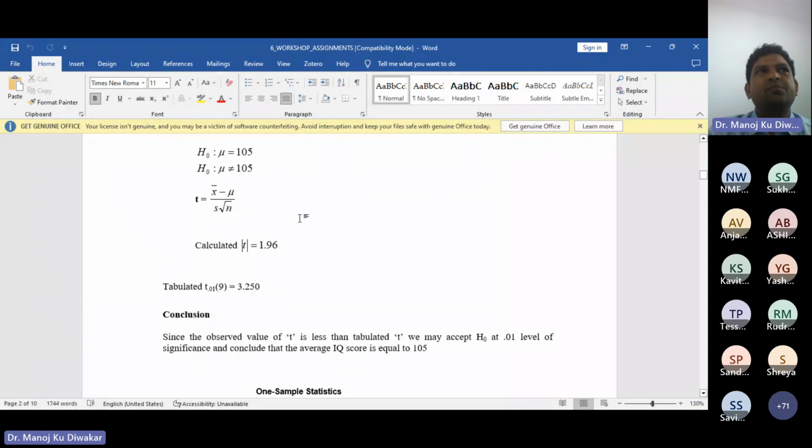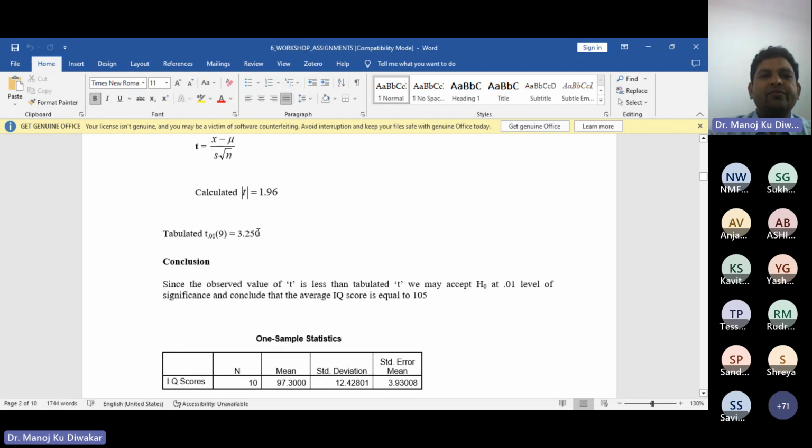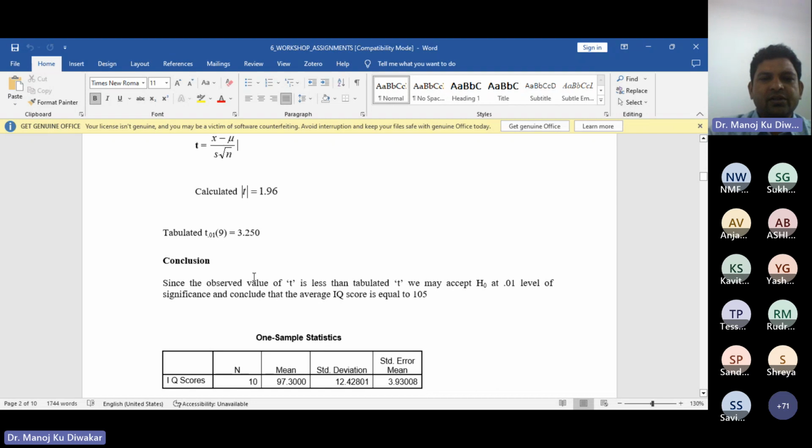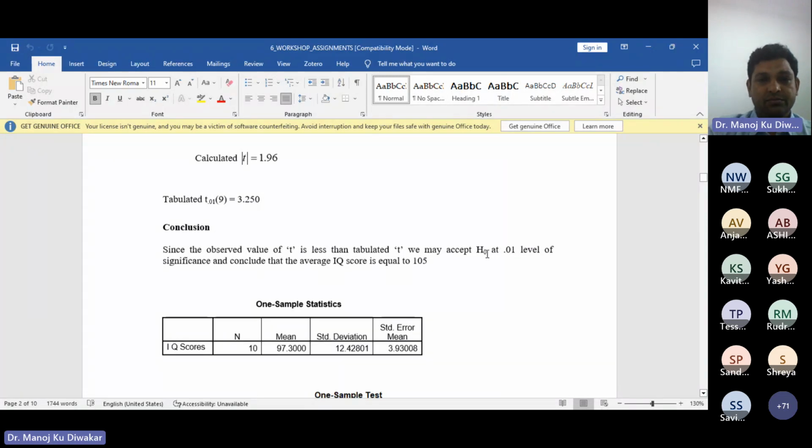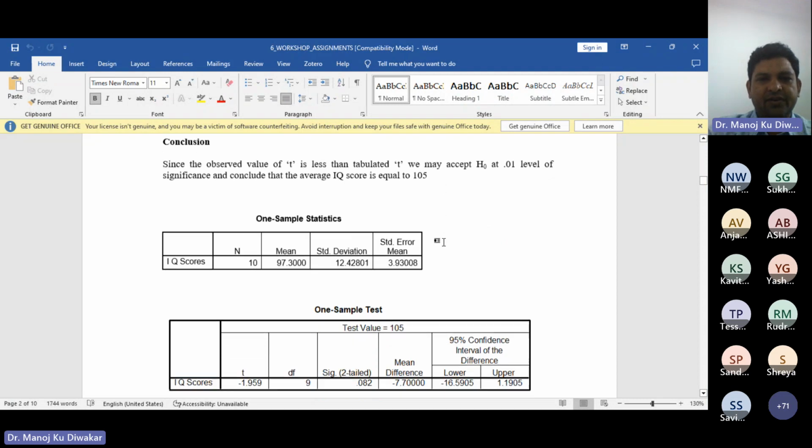Once you put this data into SPSS, or do the calculation yourself, you will get this t value of 1.96 through this formula, which is s by root n. Okay, and this is your tabulated value. If you look at the tabulated t value, you can make the decision. Since the observed t value is less than the tabulated t value, accept H naught at 1% level of significance.